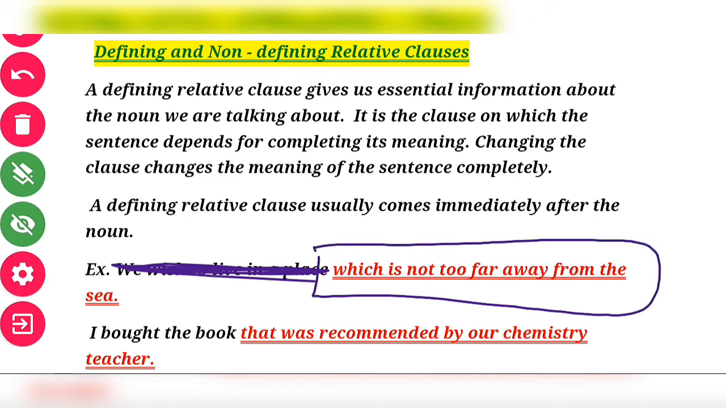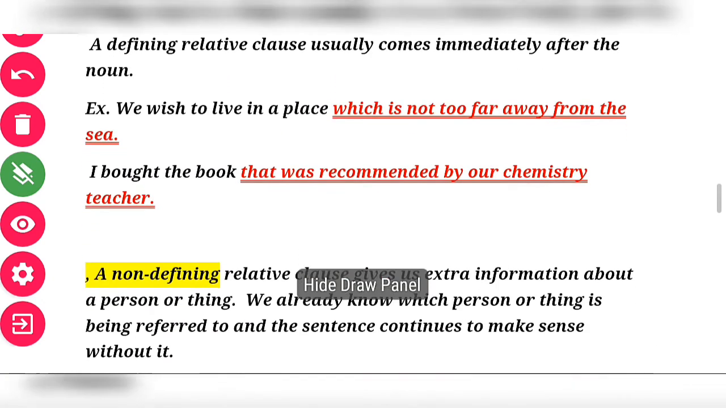Which is too far from the sea, which is too far. So it means that something is hidden here. That is why it is somewhat dependent for the sentence to have a complete meaning. We'll see the next one.